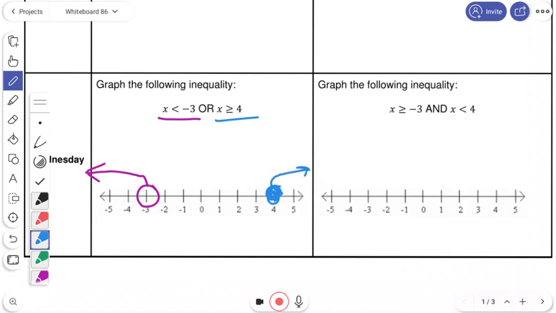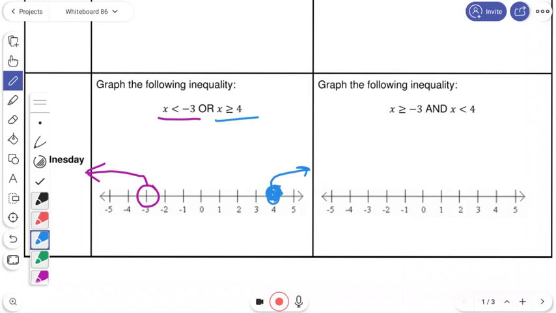So every single number on the number line that is shaded either in purple or in blue is going to be a solution to that set of inequalities. Okay, so or means either this can happen, either purple can happen, or blue can happen.